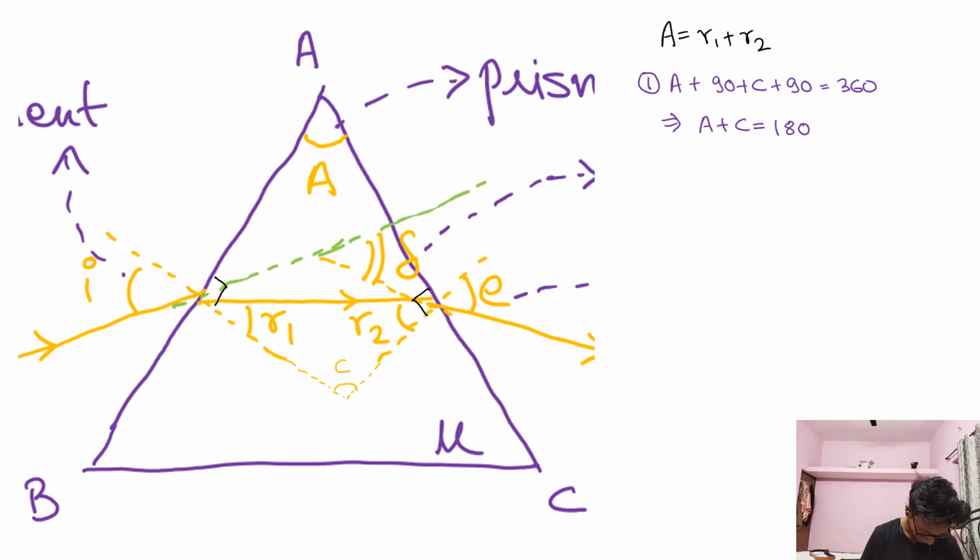Now look at this triangle. Can I say C plus R1 plus R2 is equal to 180 degrees, because angles of a triangle are 180 degrees? C plus R1 plus R2 is equal to 180 degrees.